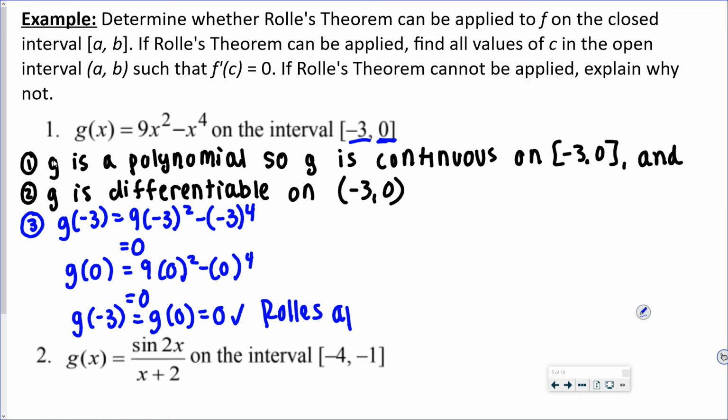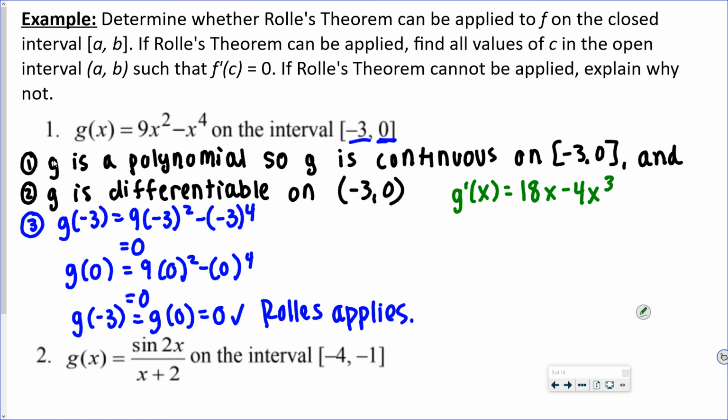Okay, so what this allows us to do, I'm going to kind of come off to the right here now, is find a value in this open interval, -3 to 0, where we have a derivative of 0. So we're just going to start by finding the derivative. Nice, easy polynomial. We get 18x minus 4x cubed.